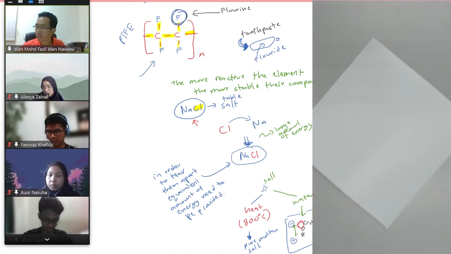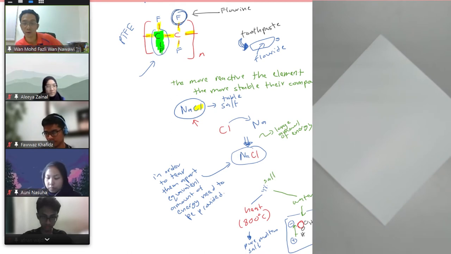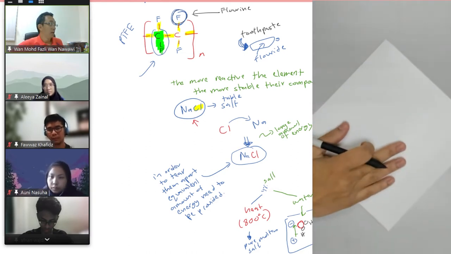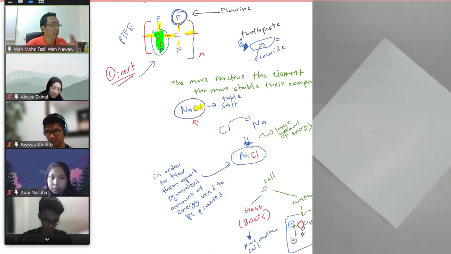Why? Because of the strong CF bond. The carbon and fluorine bond is extremely resistant to attack by other reagents, making PTFE overall inert. It will not react with any chemical in the laboratory. Most chemicals, nothing happens to this when you splash them on it. So one property of PTFE is that it is inert.